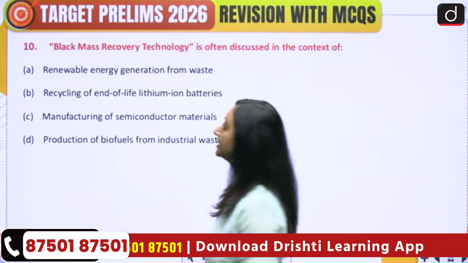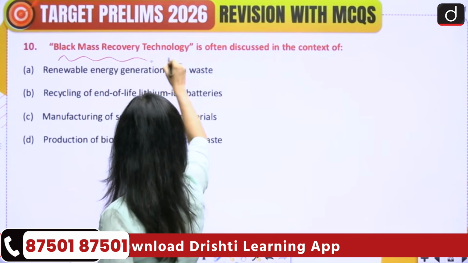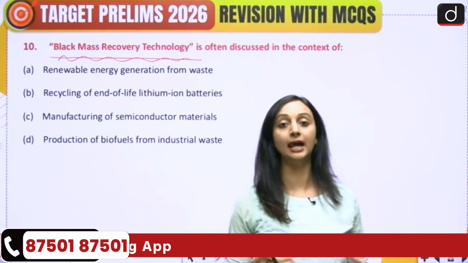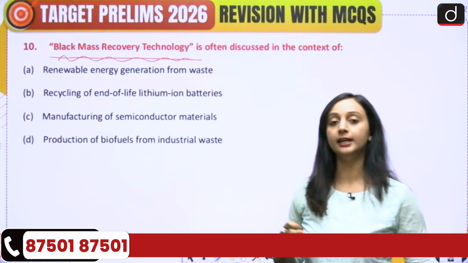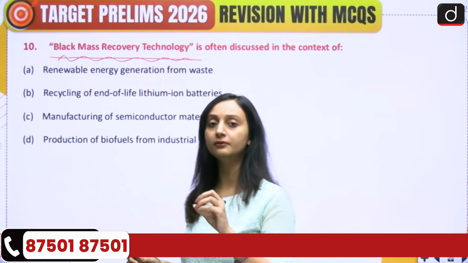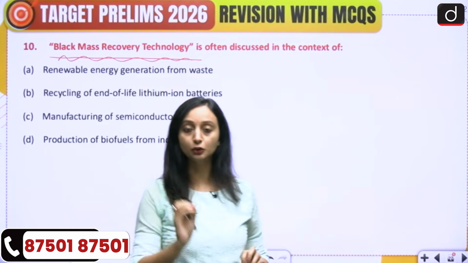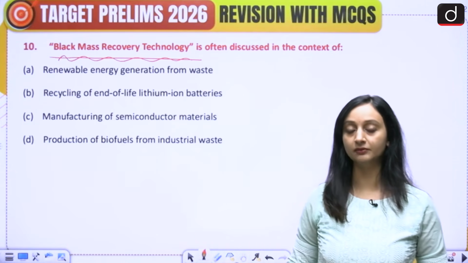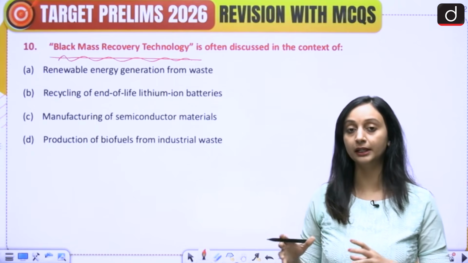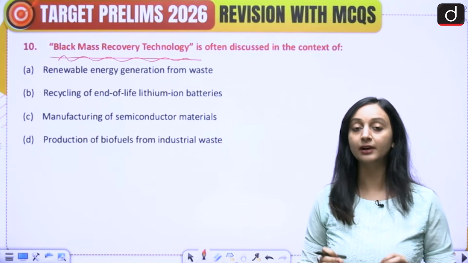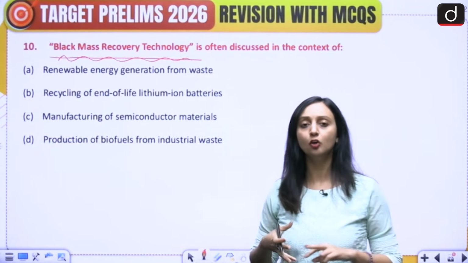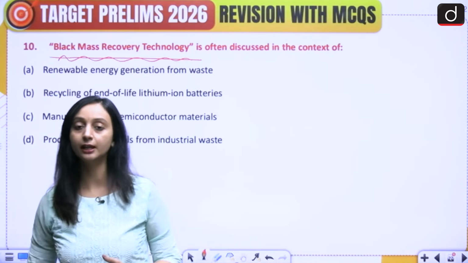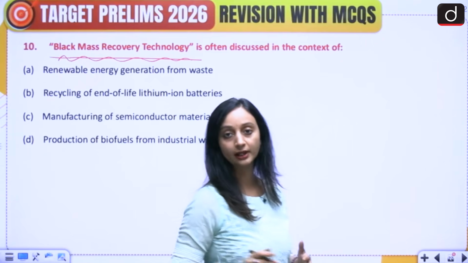Okay, so this is black mass recovery technology. We are trying to recover something. Recover what? Recover black mass. Now what is this thing? It's actually trying to recover all the valuable metals from the used lithium ion batteries. Once the batteries have reached the end of their life cycle, they are not completely to be discarded. They still have some valuable metals, like lithium, cobalt, and nickel, and all these things can be used again. They can be recycled. So we must not be throwing everything away.